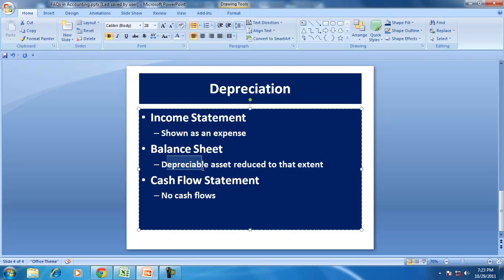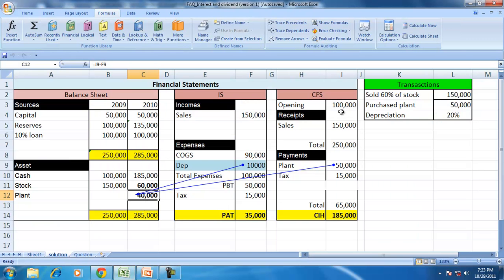So going back to here, in the income statement it is shown as an expense. In the balance sheet, the depreciable asset is reduced to the extent of depreciation, and in the cash flow, no effect. We can see that in the cash flow there is no effect of the depreciation.